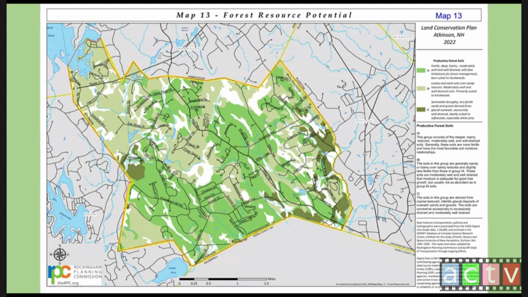Also, I should note that almost anywhere in Atkinson is good timber soil, and so that doesn't really differentiate one area over another one. And you'll see when we get to our analysis, we really don't consider this map.